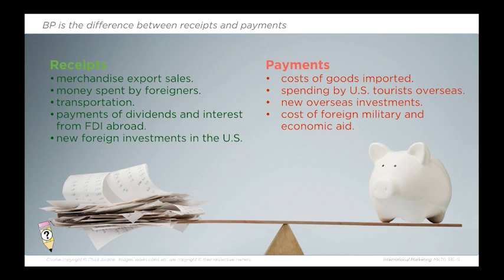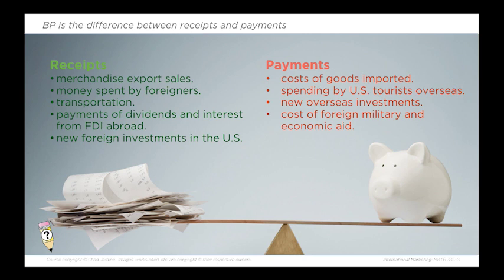So let's take a look at the type of things that are included. Receipts represent money coming into the country versus payments, which is money leaving the country. An example of receipts: if we export goods to another country, the payment for them, the money that comes in, is a receipt. When foreigners visit the U.S. and spend money that they earned in their home country, that's money coming into the U.S. from the foreign country. If they fly to the U.S. and the cost of travel is paid to a U.S. airline, that's money flowing in.